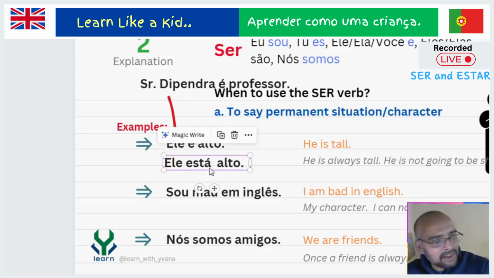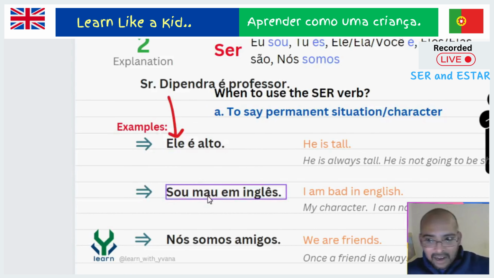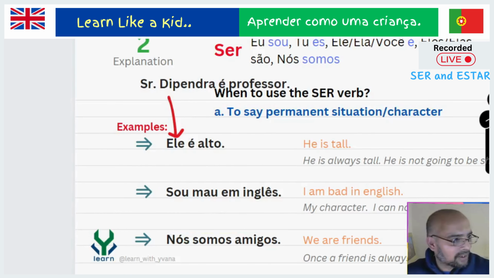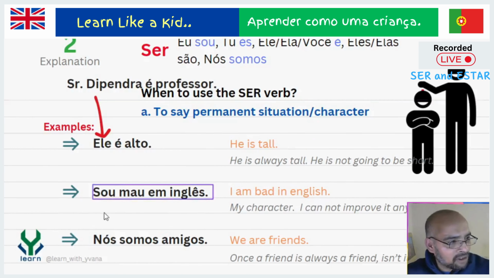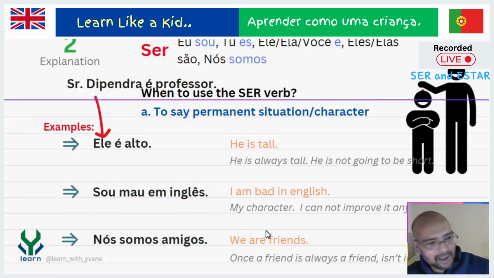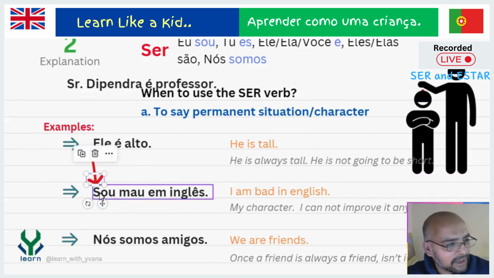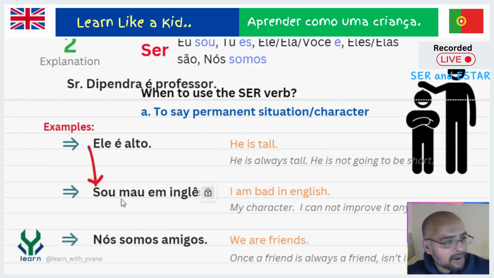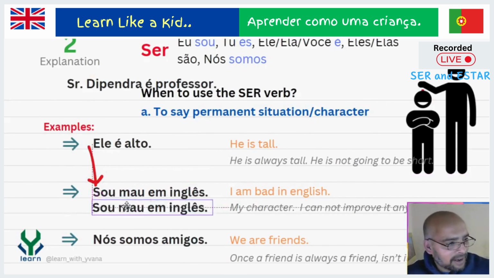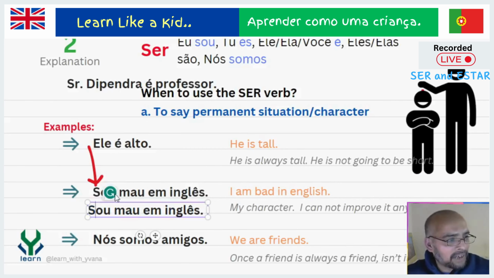But here, this one is the most important thing. Please be very focused on this one. This one is very important. That's why I keep this example here. "Soy malo en inglés", right? I am saying this, that I am bad in English. What is the difference if, instead of using the SER verb, I use the ESTAR verb? Here is a very, very big difference, right?